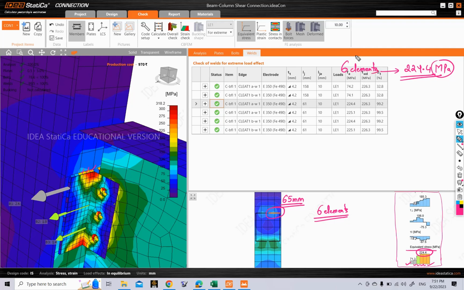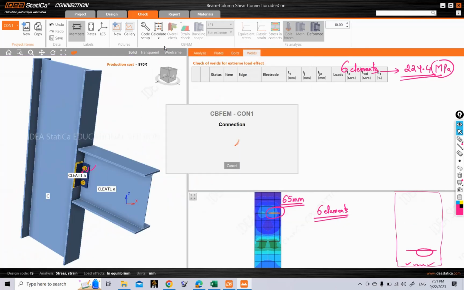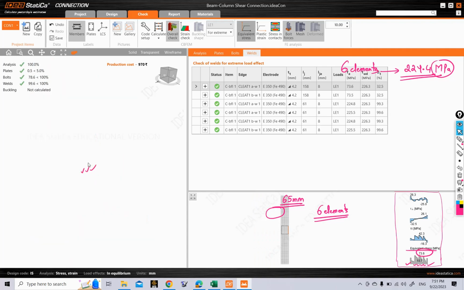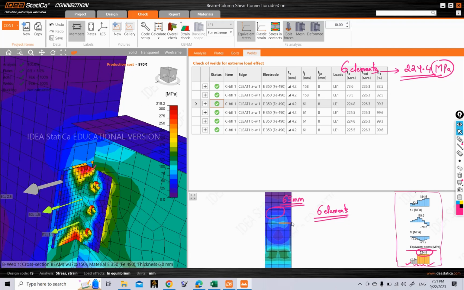Now let's go to the code setup again and see some differences. Let me change the minimum size of element back to our default, which was 8 mm, and calculate once again. Now let me select this weld that we were looking at the results for. How many elements is this divided into? 1, 2, 3, 4, 5, 6, 7, 8. When we divide this into 8 elements, again the elements at the right hand side of this weld are the most stressed, and the maximum stress value now is equal to 224.8 megapascals.